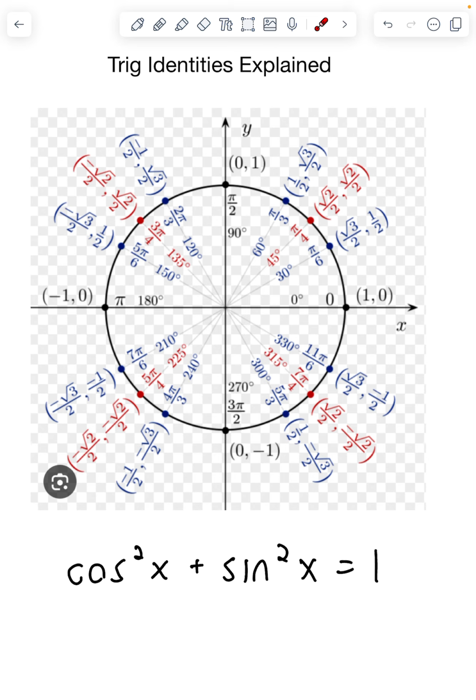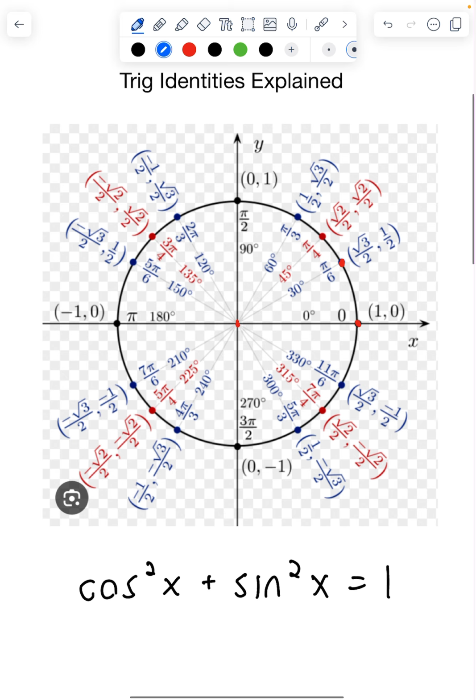Okay, so first off, why is that the case? Well, on our unit circle here, if I look at any point on the circle, I can go from this point to the origin, and I have a distance of 1. So we're just going to use this point up here at pi sixth, or 30 degrees. And from here, I can make a triangle.